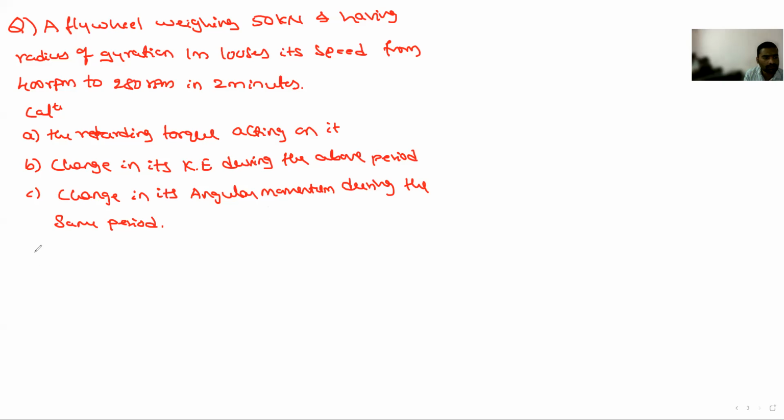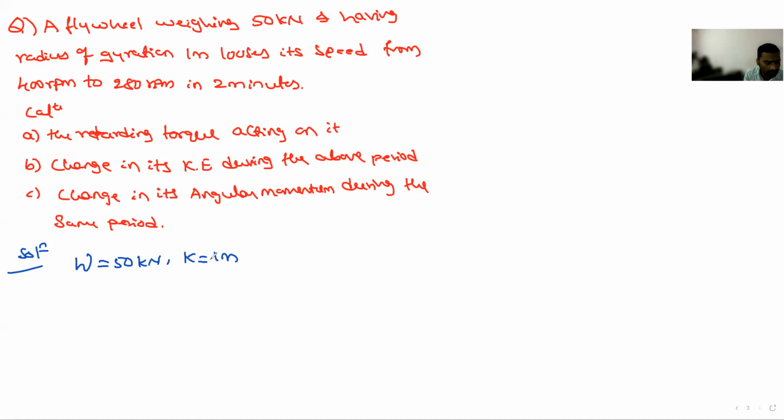Okay. So what is given first? Solution. Flywheel weighing. The weight of the flywheel is given. So weight is denoted by W. So W is equal to how much? 50 kilonewton. Then again, having a radius of gyration. What is radius of gyration? K value is given. K is equal to 1 meter.